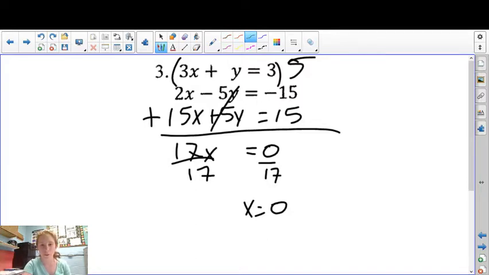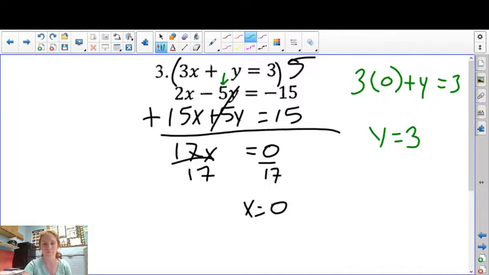Pick one of the original equations, plug it back in. Well, if I plug it into the second one, I'd end up having to do some multiplication there with that 5. I don't want to do that. So I'm going to plug it into the top one. So 3 times 0 plus y equals 3. Anything times 0 is gone, so I just have y is equal to 3. So my point is (0, 3).